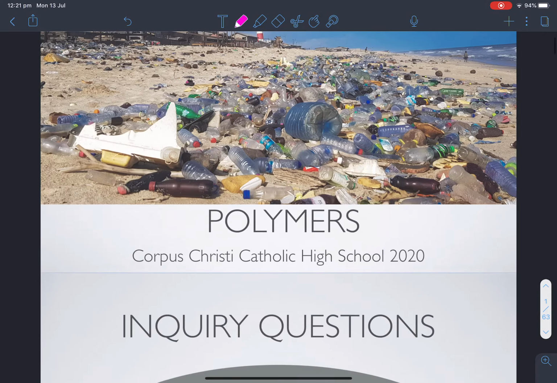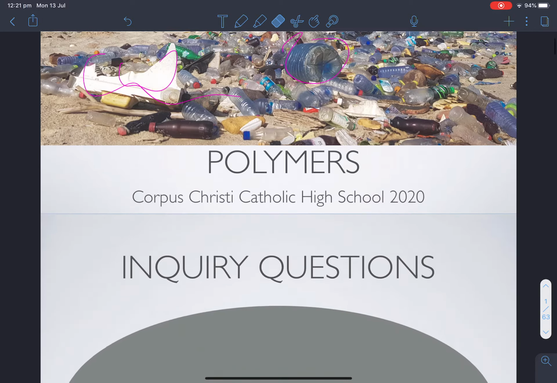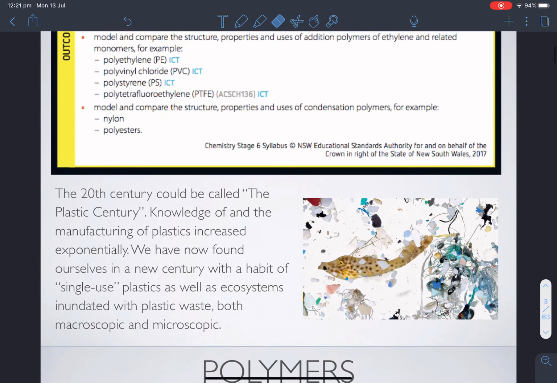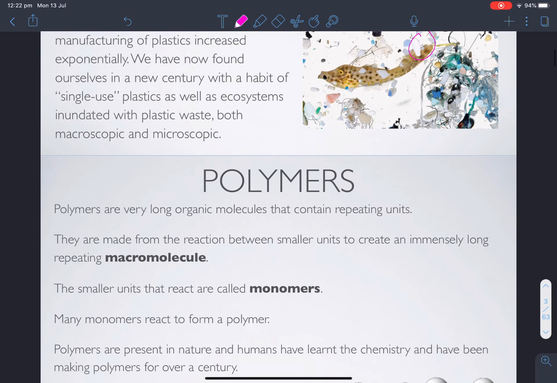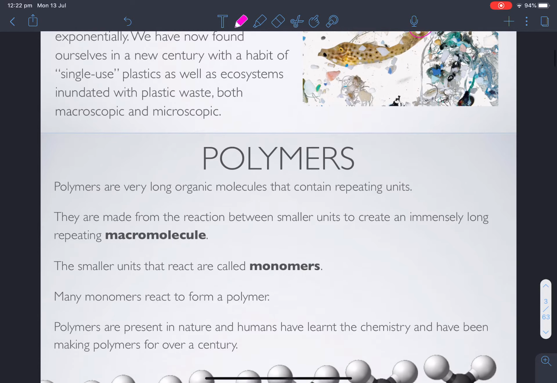So the macroscopic, big chunks, fragments, definite problems with that. And then you've got the really small microscopic plastics, or microplastics, a separate problem. Very different problems with both of them.